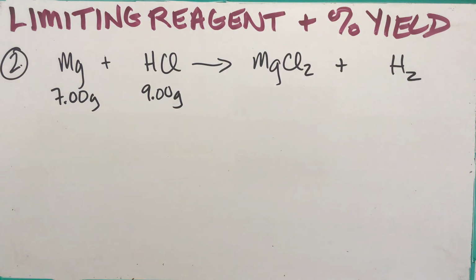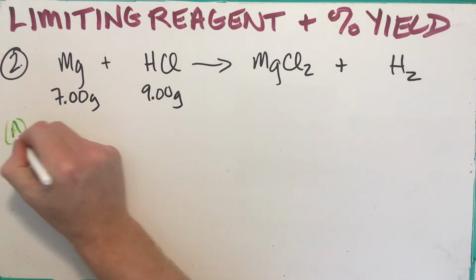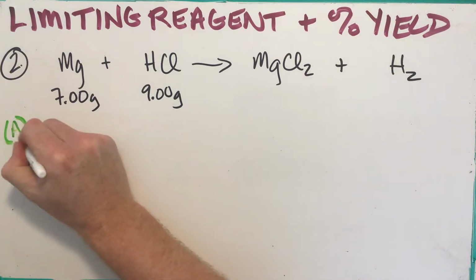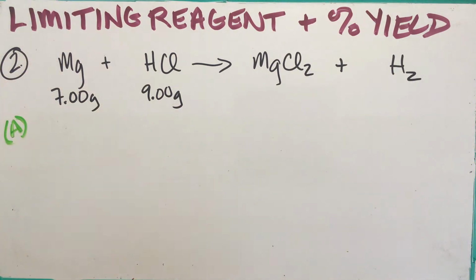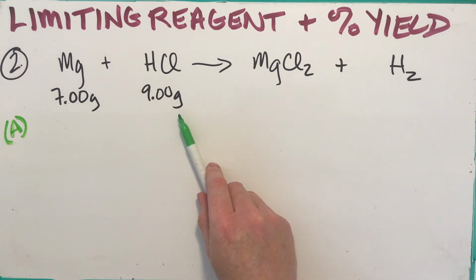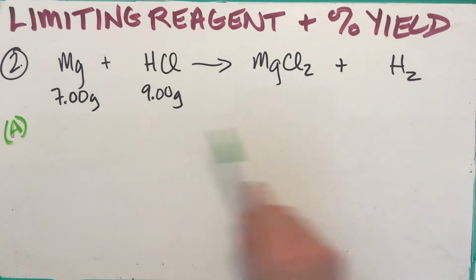And the first thing it wants us to do, this is 2 parts. The first part, which I'll do in green here, if it's still good, let's see, green, is we will do the limiting reagent. All right, so the limiting reagent. So again, I want to compare these 2 quantities. I've got 7 grams of magnesium, 9 grams of hydrochloric acid. They're going to get used up and start forming these products.